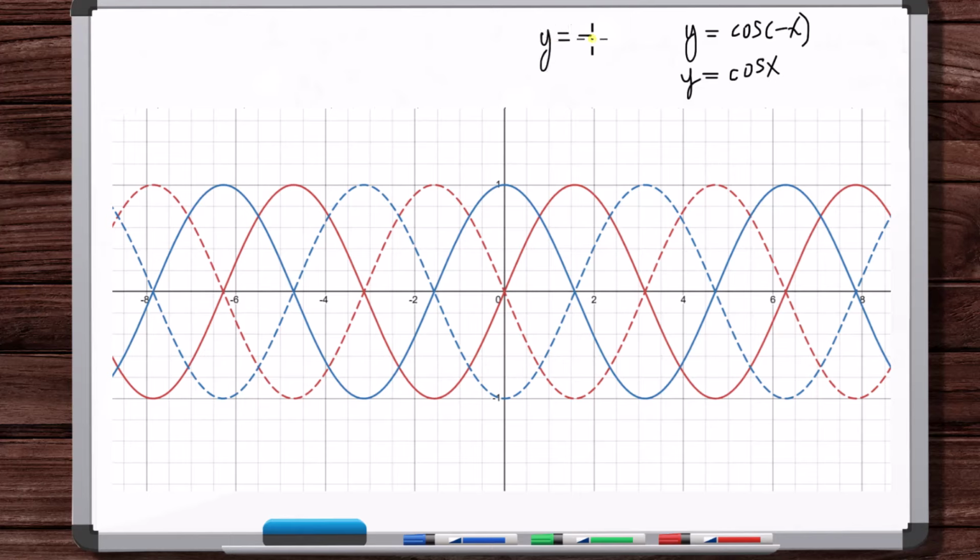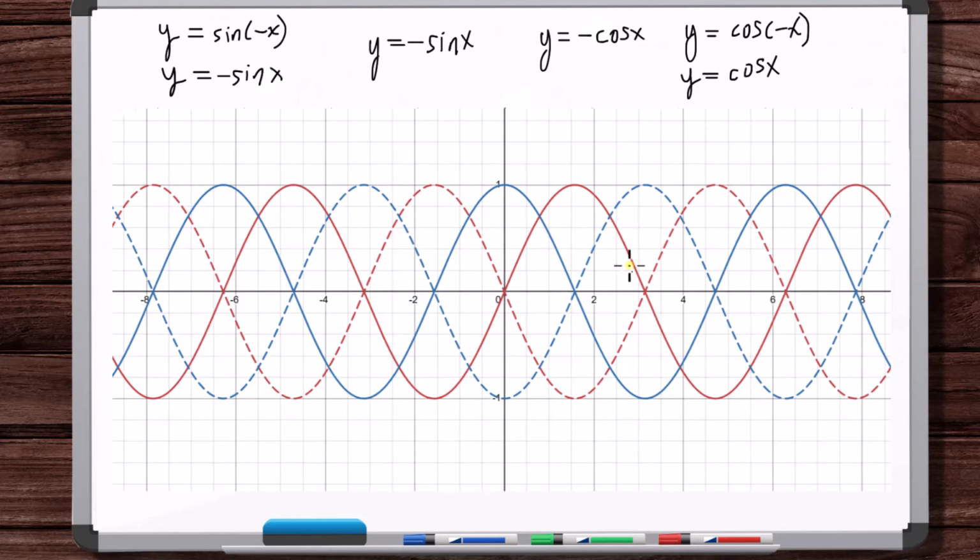Y is equal to minus cosine x is the original curve cosine x flipped about the x-axis, because you're just taking each function value, the output value, which is the y-axis, and multiplying it by -1, so it's going to the other end. And same idea with sine x. Now with sine x, if you flip it about the x-axis, flip it about the y-axis, you can see how you just get the same result, y is equal to minus sine x.